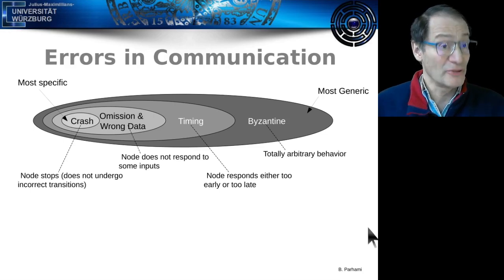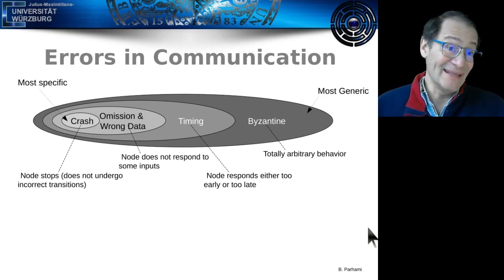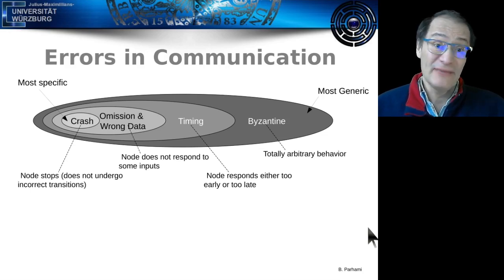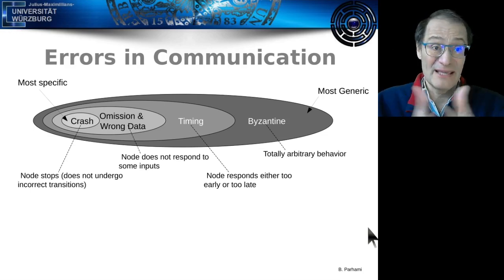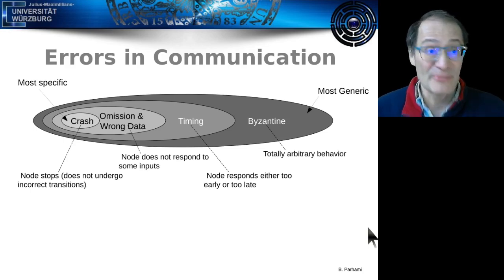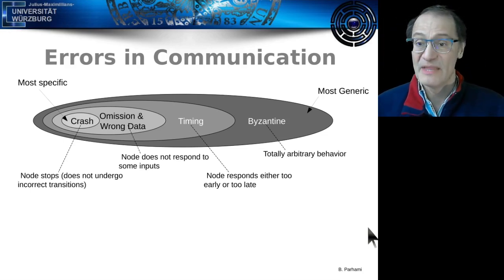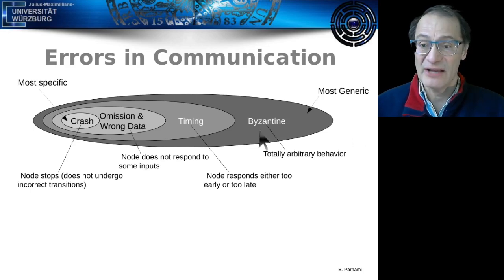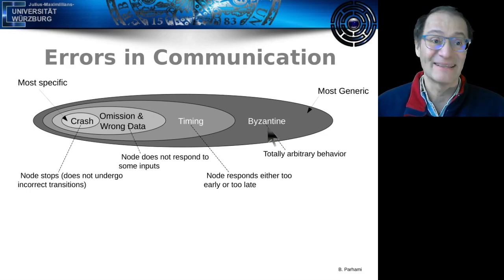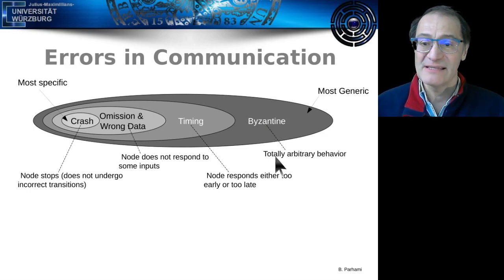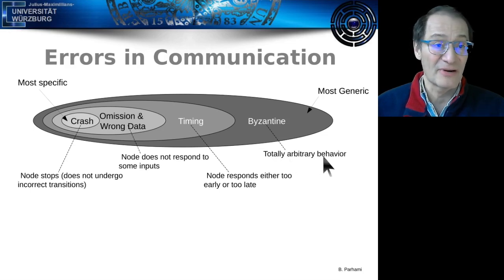So one node is still answering, but maybe too early or maybe too late. So in the worst case, you don't know if the data from this module corresponds to the cycle before, or the next cycle, or to the current cycle. So these timing errors can be difficult to handle. And the most terrible case of failure is what we call the Byzantine type of error. And this is a totally arbitrary behavior. Really difficult.